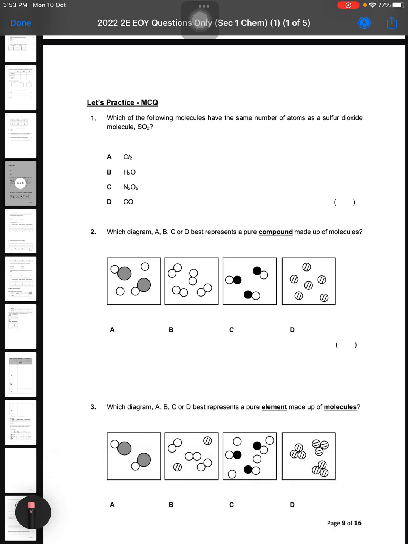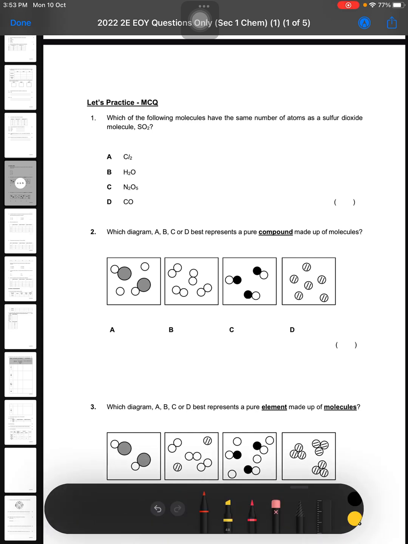Okay, so let's continue our video solution for the atoms and molecules. Let's take a look at the first question. It asks which of the following molecules have the same number of atoms as a sulfur dioxide molecule. For sulfur dioxide, the formula is already given to you as SO2. From here, it can be seen that it is made up of one sulfur atom and two oxygen atoms. So in total, there are three atoms.